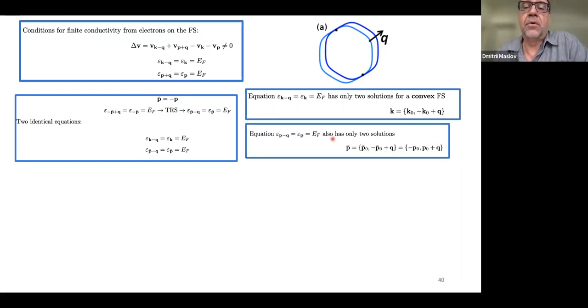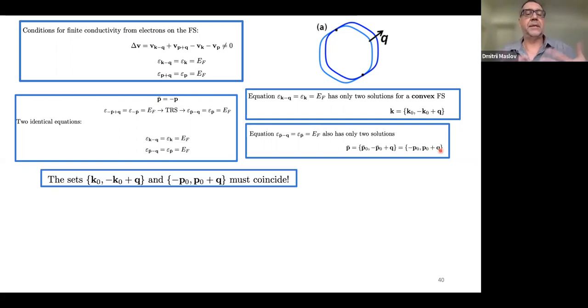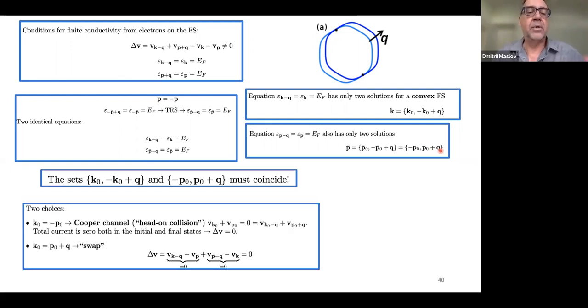But the equation for the other fermion, which we now label by P bar, is the same, which means it also has two solutions, P naught bar and minus P naught bar plus Q, or if I go back to the original momenta, it's minus P naught plus Q. But it means that the two sets must coincide because they came from the same symmetries. And there are only two choices. The first member of the set has to be equal to the first member of this set.